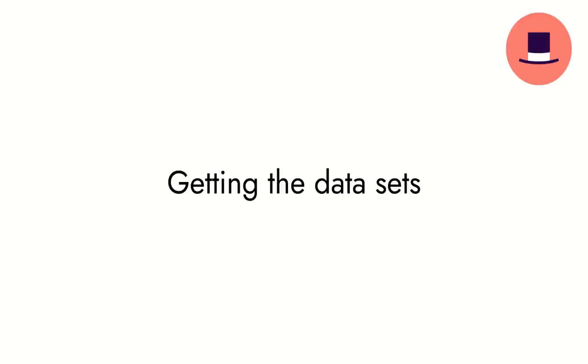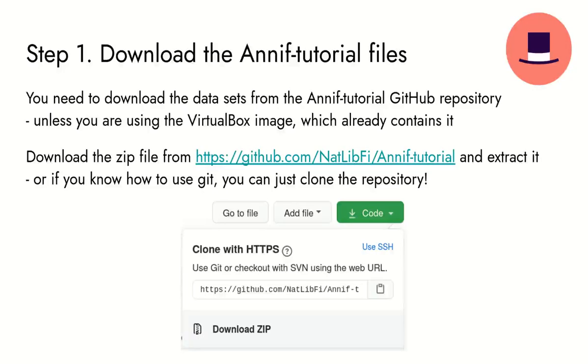So, how do you get the data sets? Two steps are necessary. The first step is to download the data sets from the Annif tutorial GitHub repository. If you are using the VirtualBox image, you can skip this step since the image already includes them. If you are using a Docker or Linux installation, you can either download the repository as a zip file from GitHub or use Git tools to clone the repository. Either way, you should end up with a folder called Annif Tutorial containing the datasets.